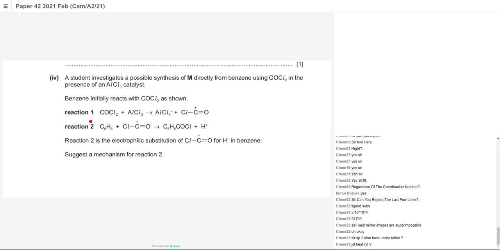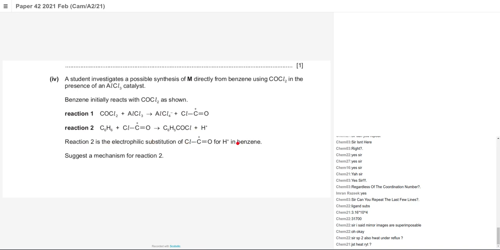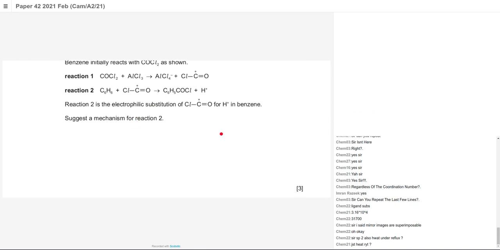Okay, reaction 1, reaction 2. Reaction 2 is electrophilic substitution. Benzene suggests a mechanism for reaction 2. So this is a normal Friedel-Crafts acylation mechanism.